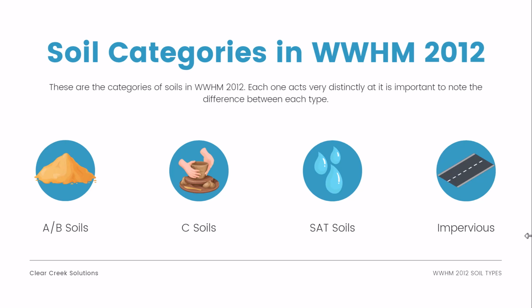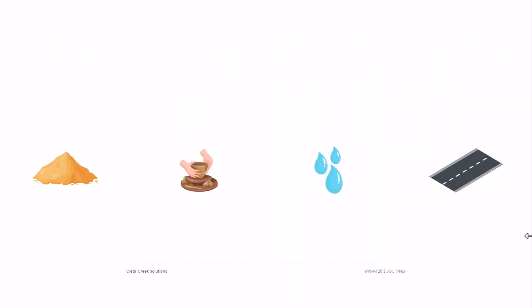So we have A, B soil types here, C soils, saturated soils, and impervious soils. A/B soils are going to be well-draining soils, things like sands, where the water just goes right through it. It's going to infiltrate into the ground. C soils are going to be something that doesn't infiltrate as well. Something like glacial till would be a good example. A clay substance would be a good example of C soils. Saturated soils are soils that are, as the name suggests, highly saturated, like a wetland area. And impervious is going to be a straight up impervious area, roads, sidewalks, things that basically do not have any infiltration at all. It's all going to run off somewhere.